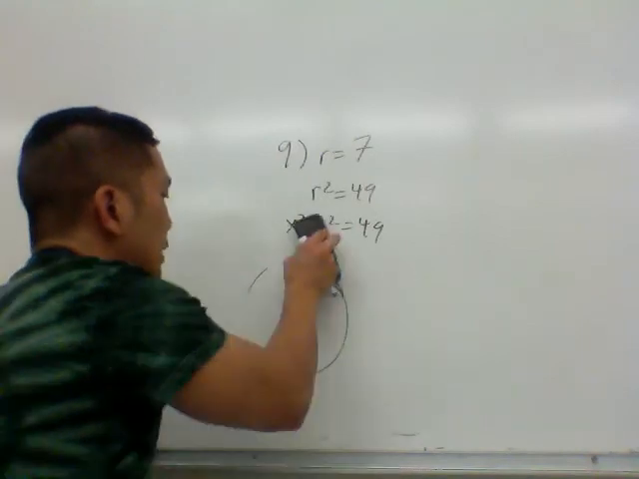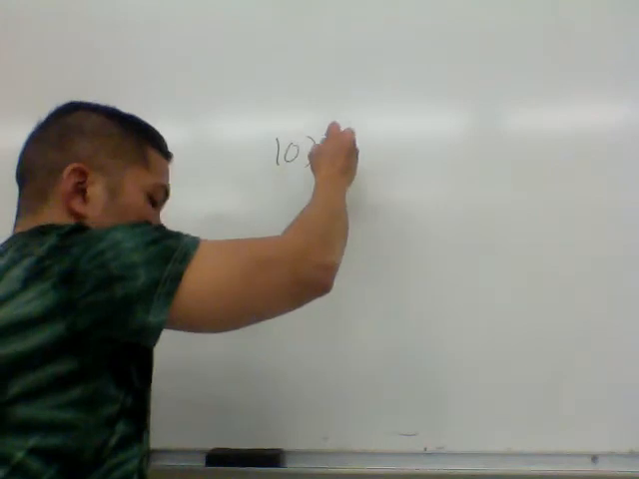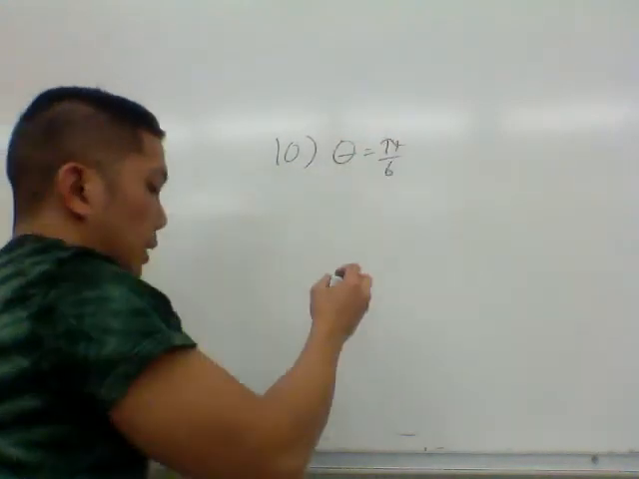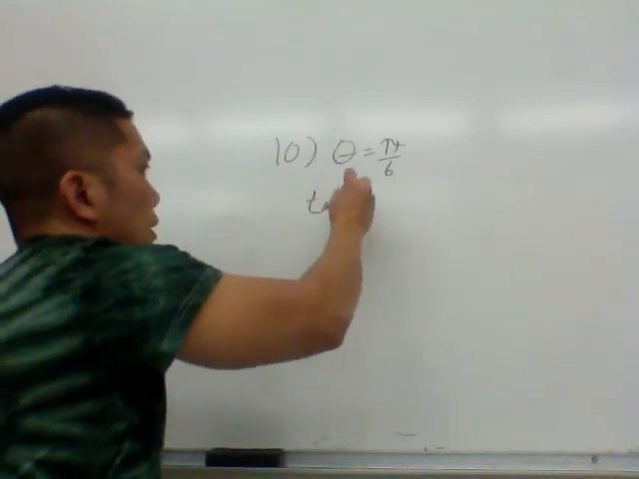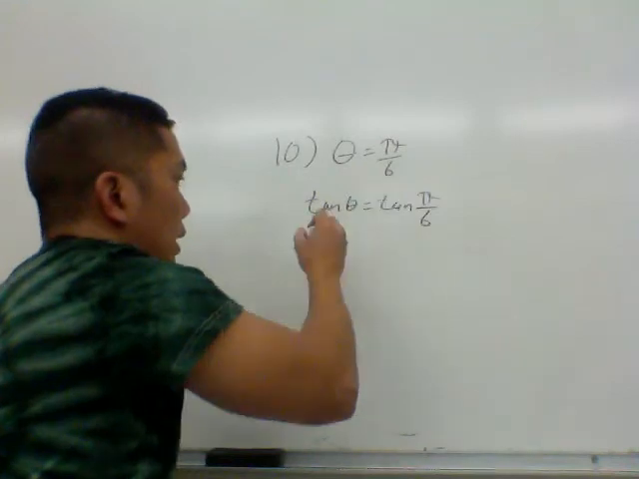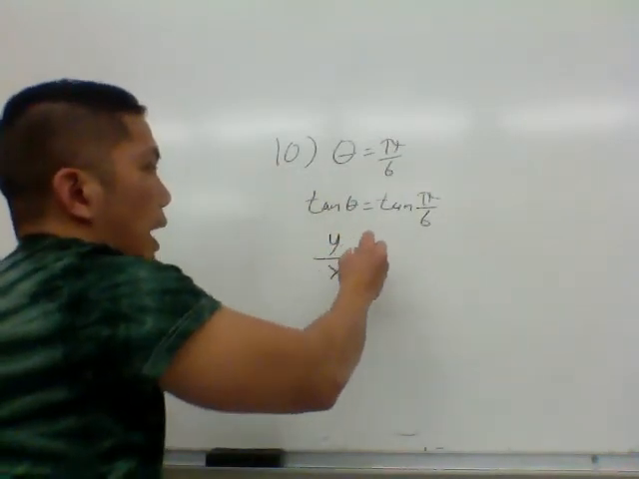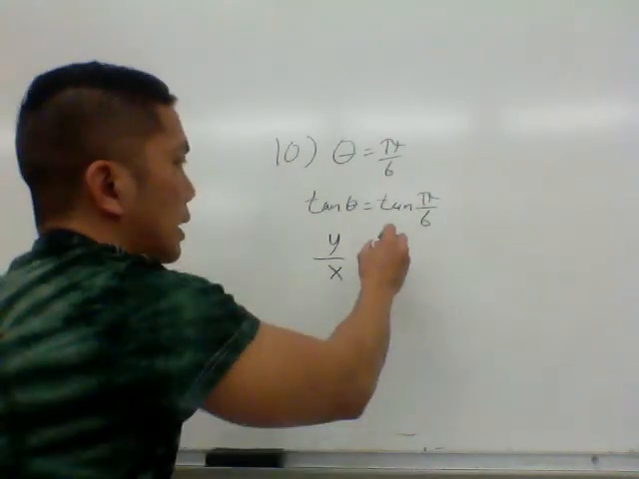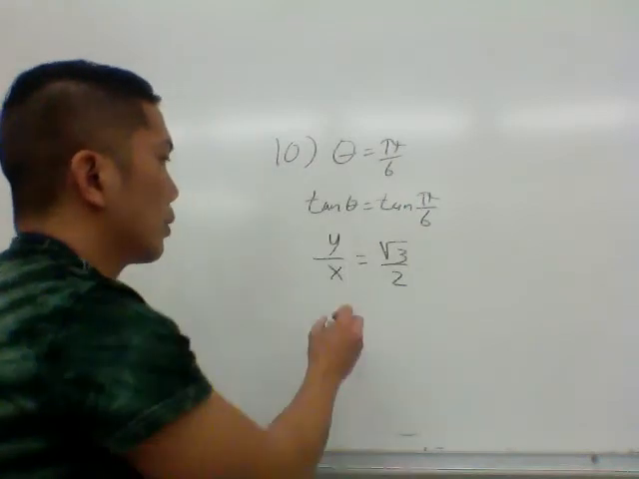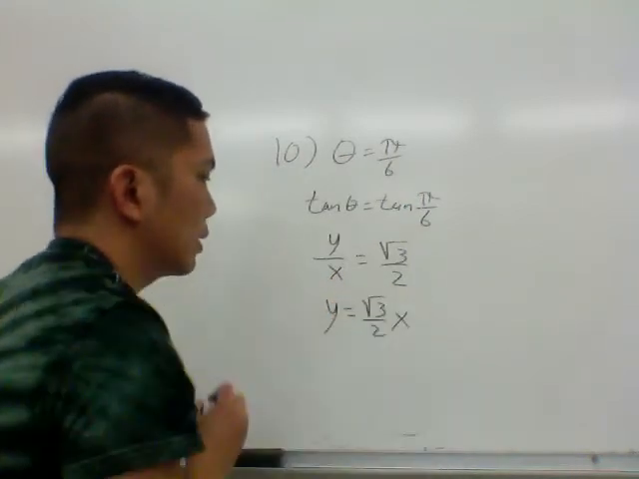Now for number 10, when you have an angle, you just want to take the tangent of both sides. So I'll have tangent theta is equal to tangent pi over 6. Tangent theta is really equal to y over x. And if I use my tangent table, tangent of pi over 6 is root 3 over 2. I solve for y, so y is equal to root 3 over 2 x.